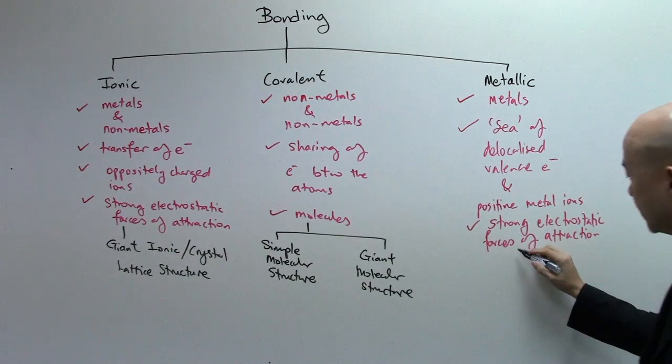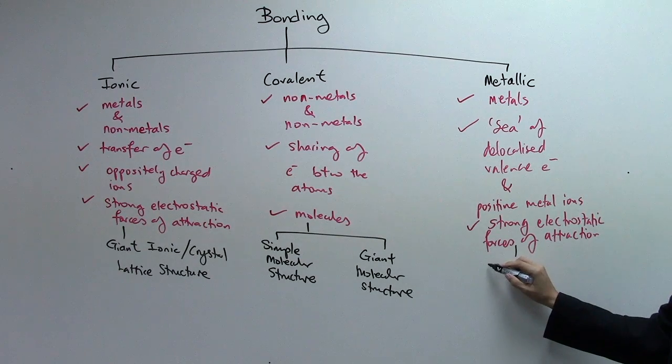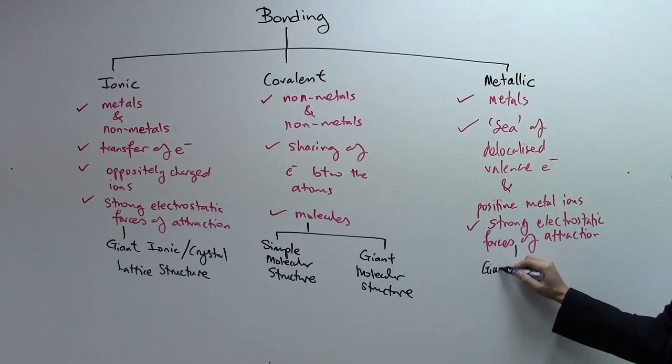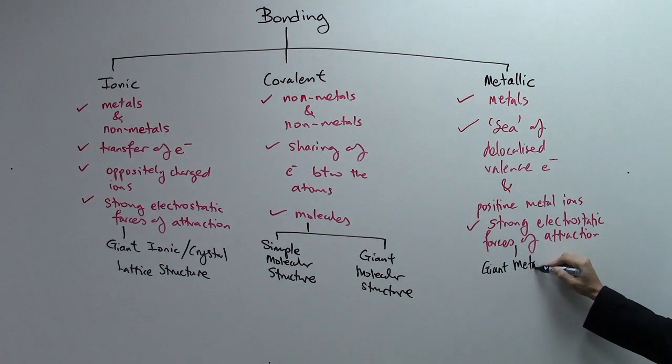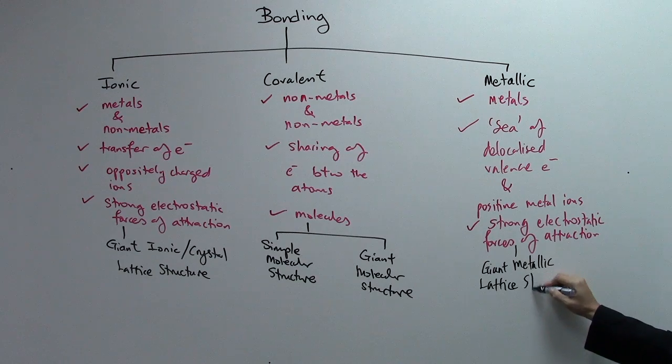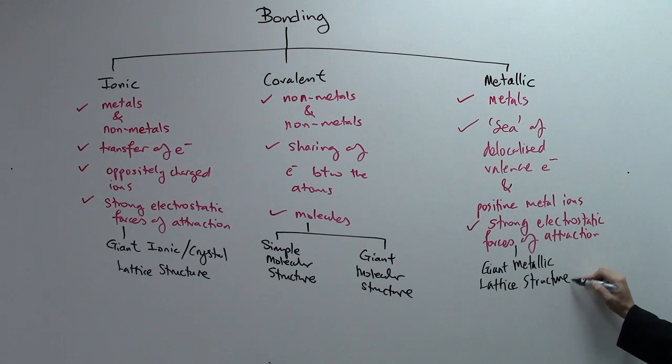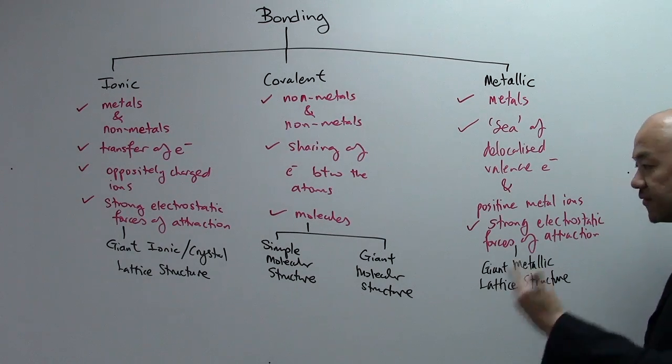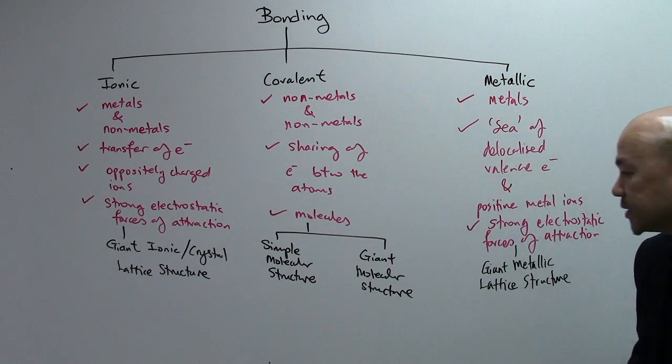Metallic bonding, the structure that they form is known as giant metallic lattice structure. Now these are the keywords that we are looking for. So make sure that in an exam you give them these keywords.